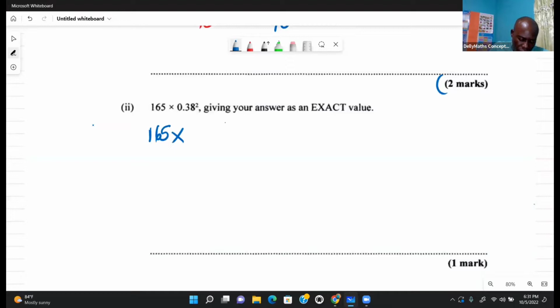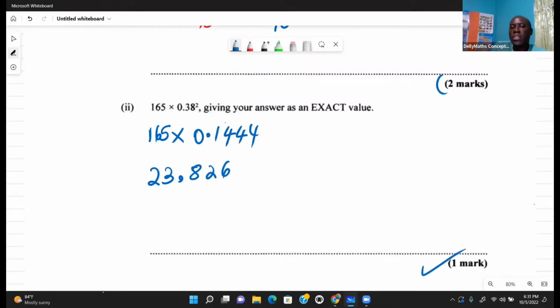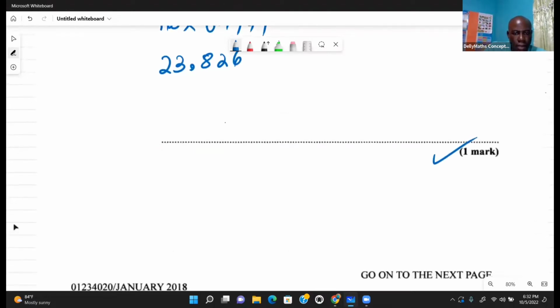So they want to know that you are able to utilize your calculator. So it's going to be times 0.1444. This section is testing to see how well you can use your calculator. So when you do that, you multiply it and show them. And your answer will be 23.826. And it's a 1 mark question, just like that. It's just to test you to see how well you're able to utilize your calculators in the exam. All right.